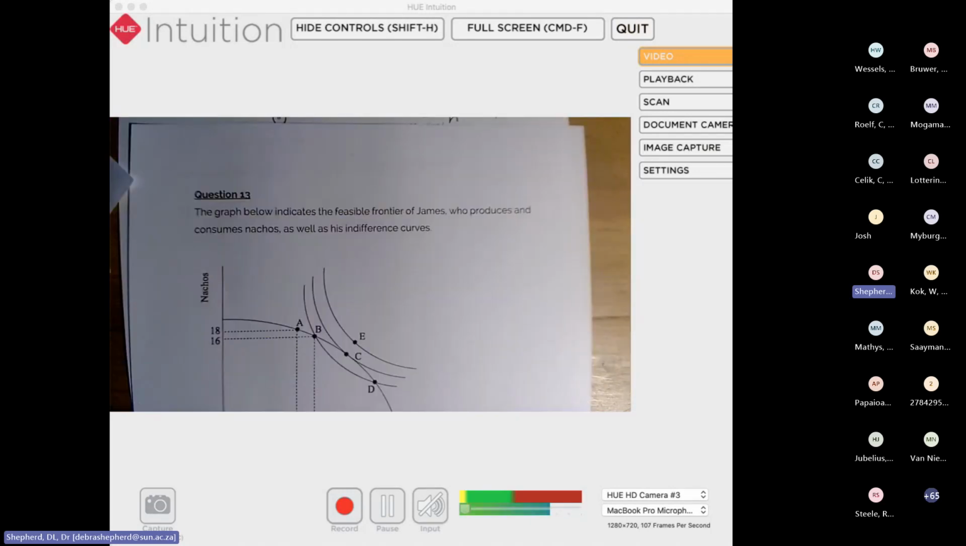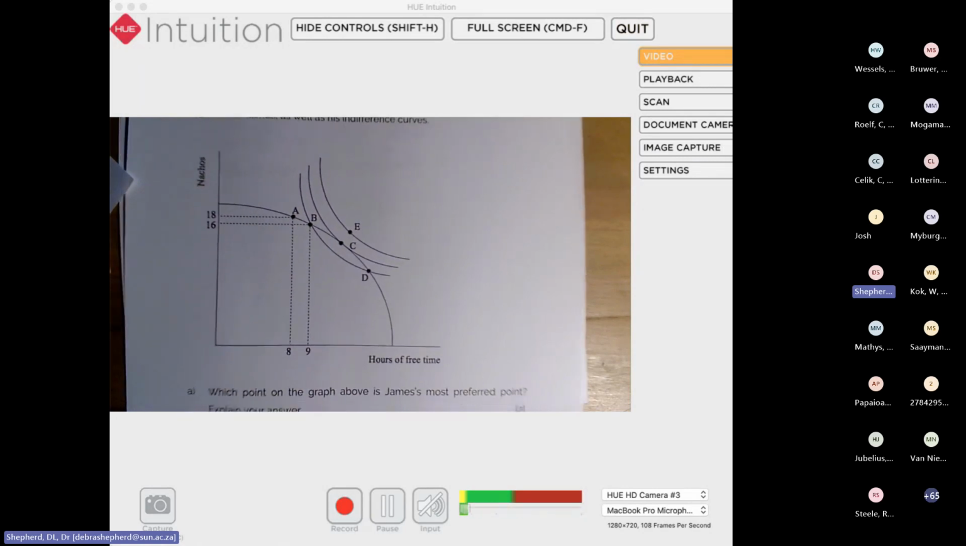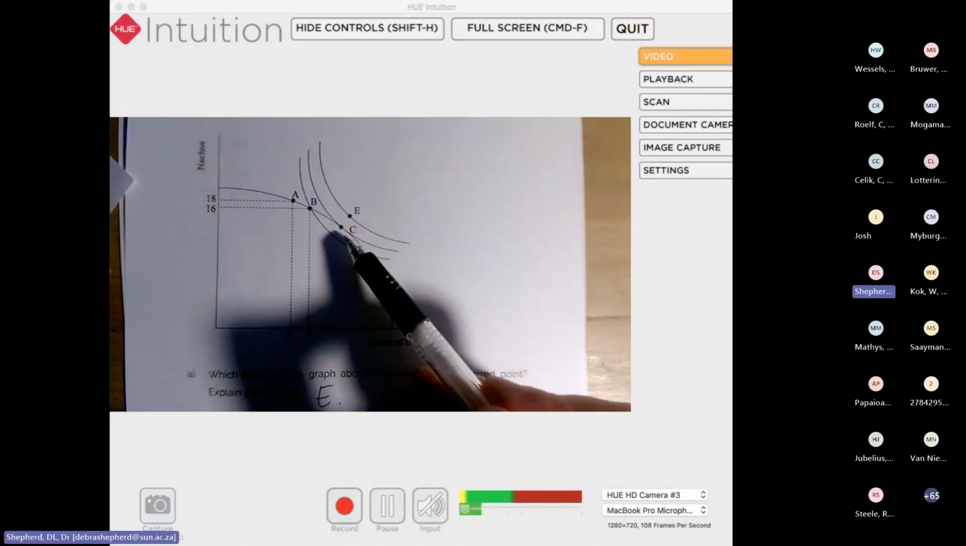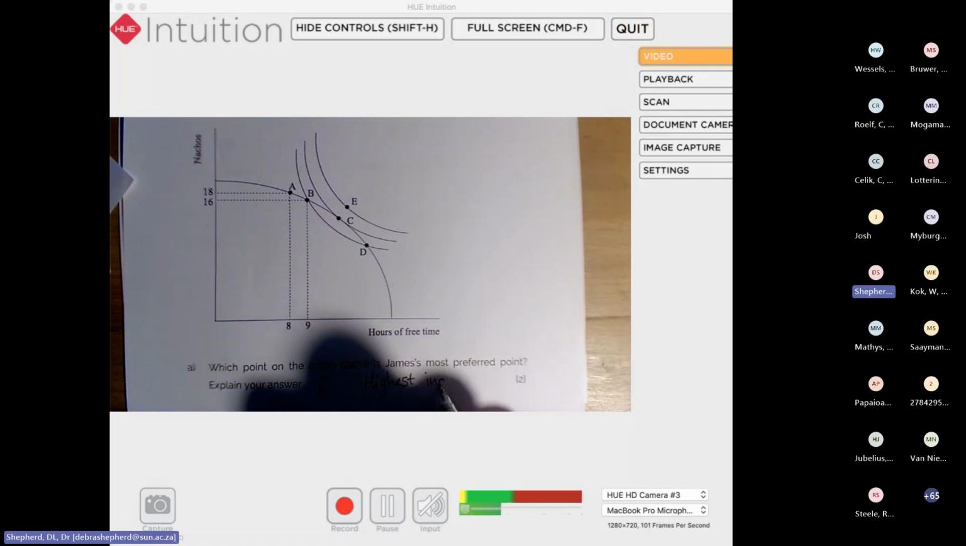No. Okay, so question 13 says, the graph below indicates the feasible frontier of James, who produces and consumes nachos, as well as his indifference curves. Which point on the graph is James' most preferred point? Explain your answer. So which point on this graph is the most preferred? E. Great. Why is it the most preferred? So E is the most preferred point because it is on the highest indifference curve.